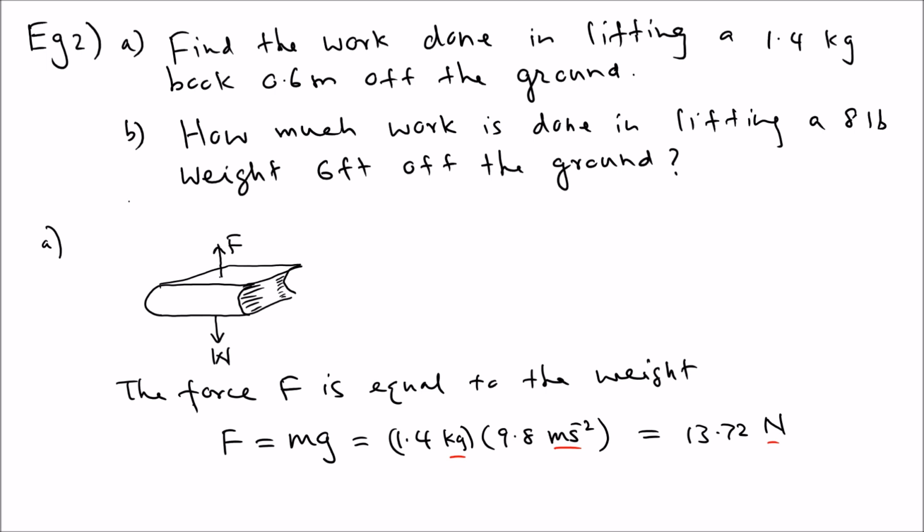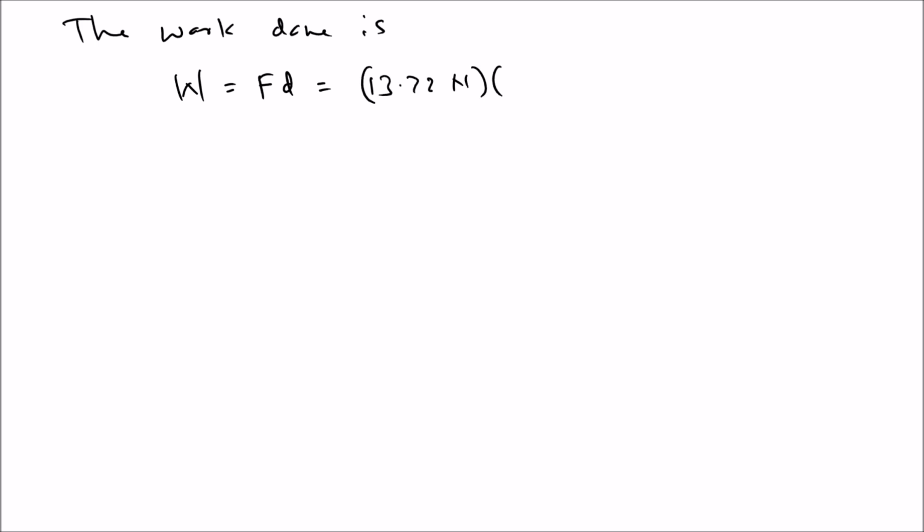Okay, so if they are in kilograms and m/s², the force is in Newtons. That's the standard unit. Now it's very easy to calculate the work done. The work done is simply W = Fd. It's a constant force, so we multiply by the distance. So the work is 13.72 Newtons times the distance, which you have to write in meters, so 0.6 meters. If you're given centimeters, you have to divide by 100 to convert to meters. So this is roughly 8.2 joules. Why joules? Because we use standard units for those two, so your answer is in joules. Okay, good.